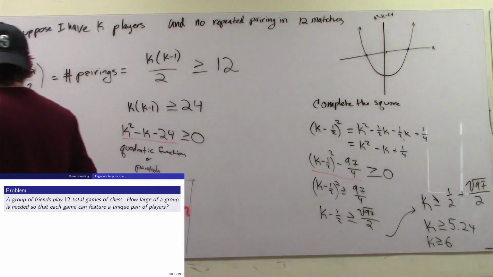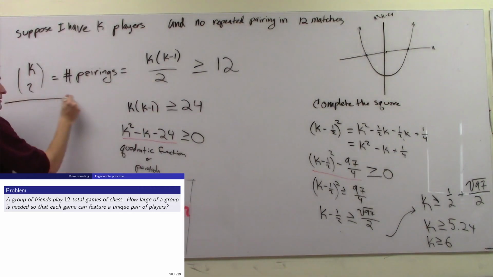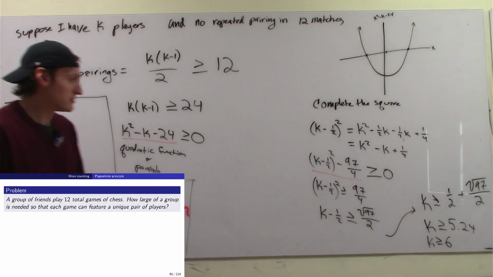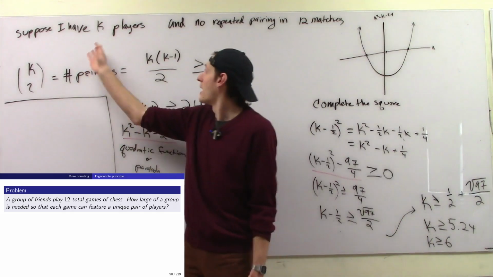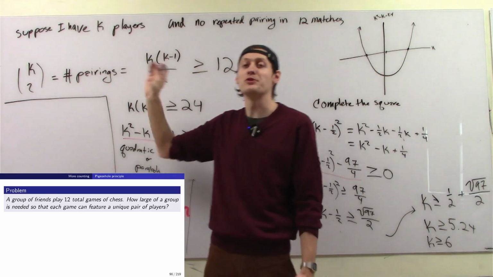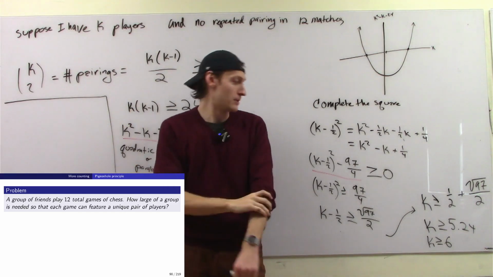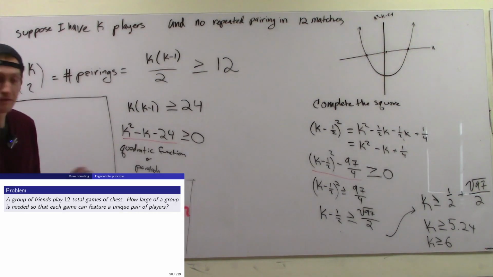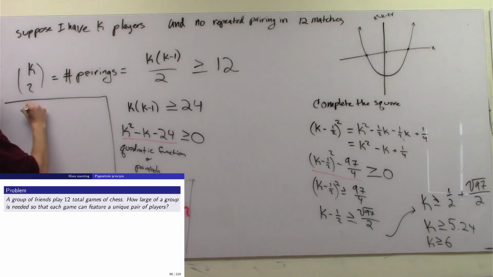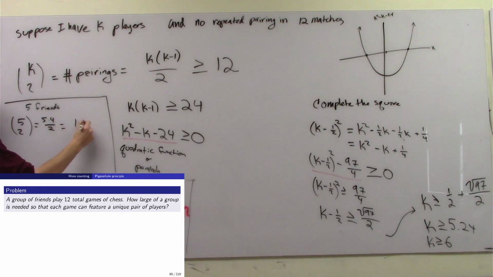All right. And so with this, let's look over here. Let's think about what this means for our problems. This is sort of telling us that if I have 6 or more players, I should be able to arrange it in a way that I don't have repeated pairings. What if we have 5 or fewer? For instance, what if I have 5 friends? The number of pairings is 5 choose 2, which is 5 times 4 over 2, which is 10.